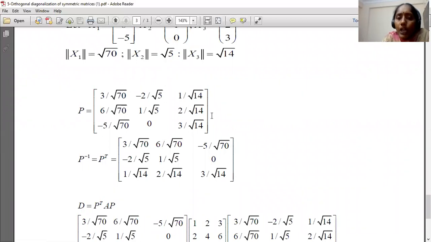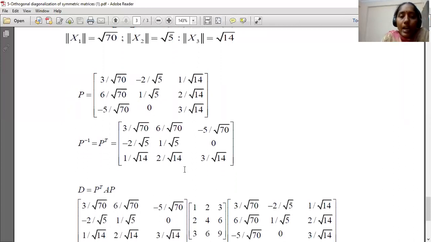What do we mean by orthogonal? P into P transpose is equal to I. Since P into P transpose is I, P transpose is P inverse. So based on that property, P transpose is the same as P inverse. For an orthogonal transformation, there is no need to specifically find P inverse. Just simply write P transpose.